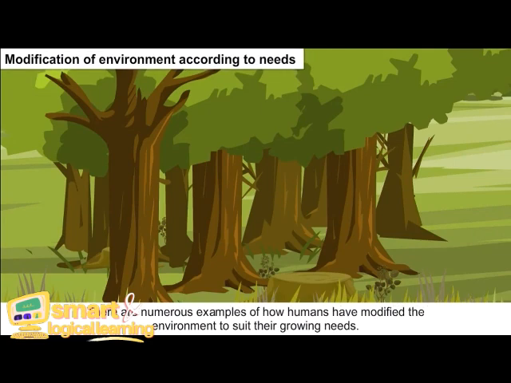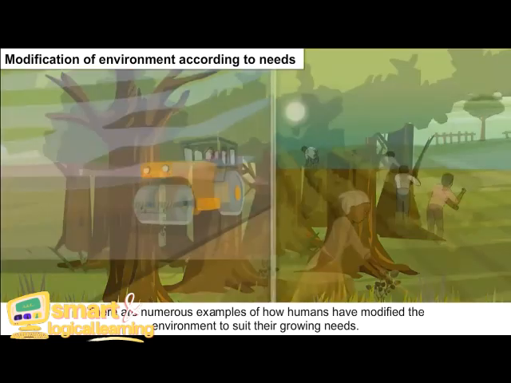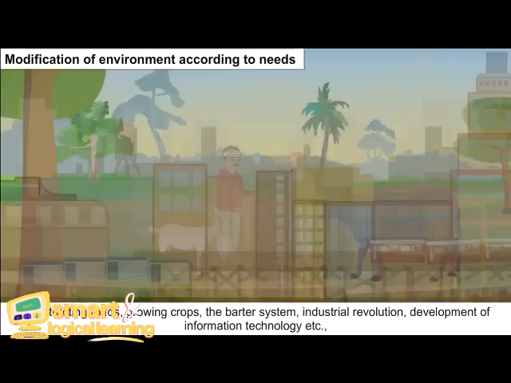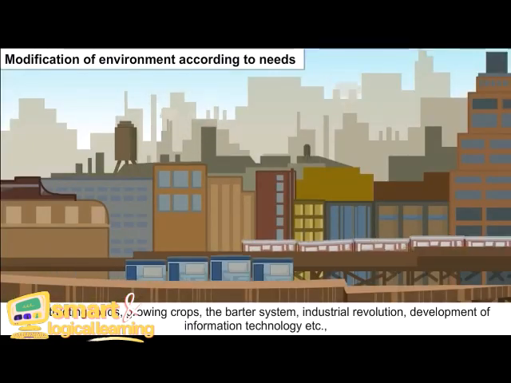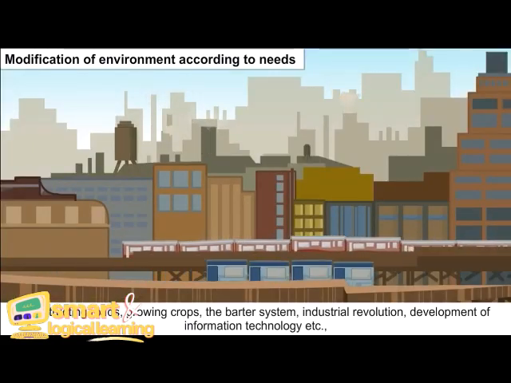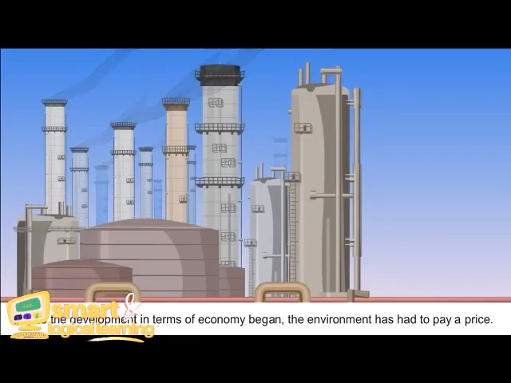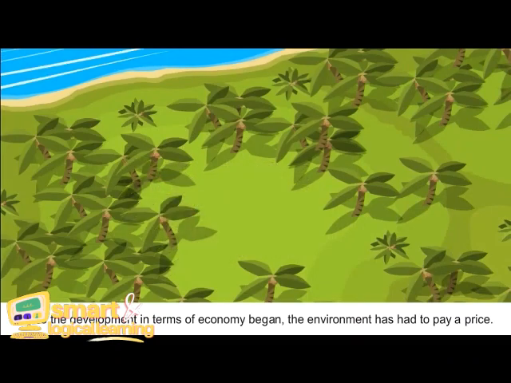There are numerous examples of how humans have modified the environment to suit their growing needs. Constructing roads, growing crops, the barter system, industrial revolution, development of information technology, etc. Since the development in terms of economy began, the environment has had to pay a price.